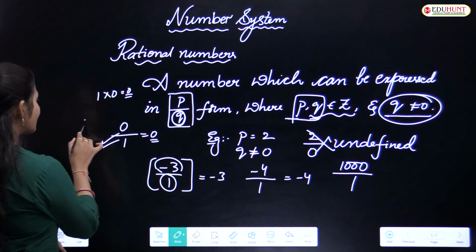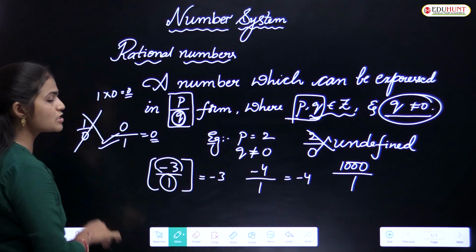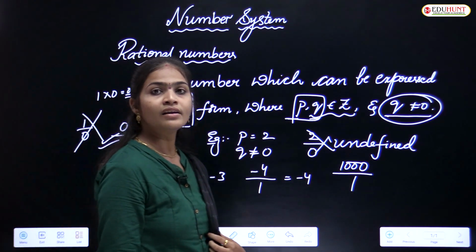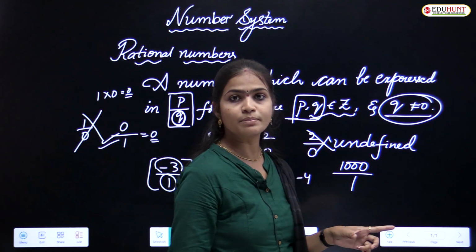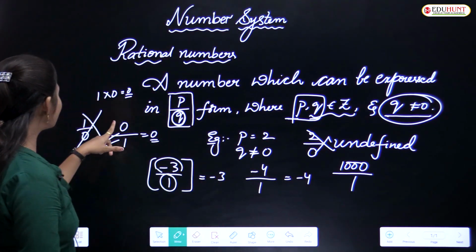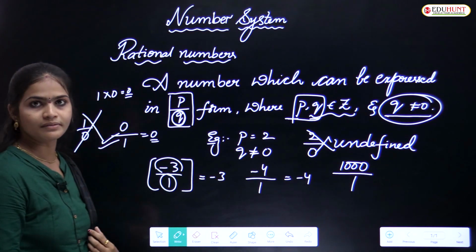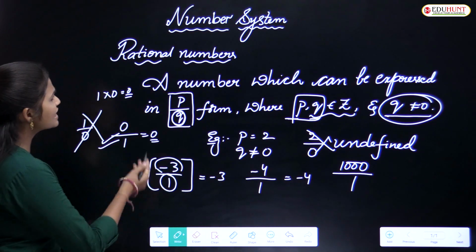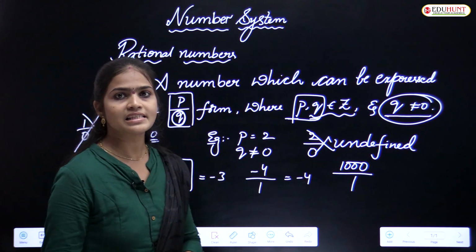But in its reverse, 1 by 0 is not possible. Again I am saying, 1 by 0 is not possible, but 0 by 1 is possible. So in this way we can represent rational numbers.